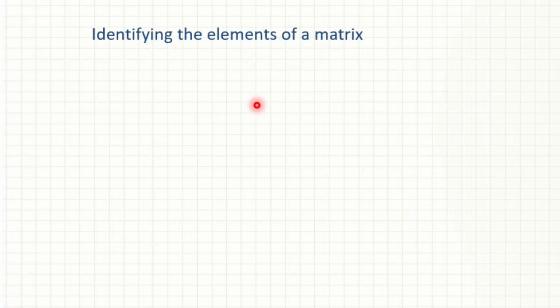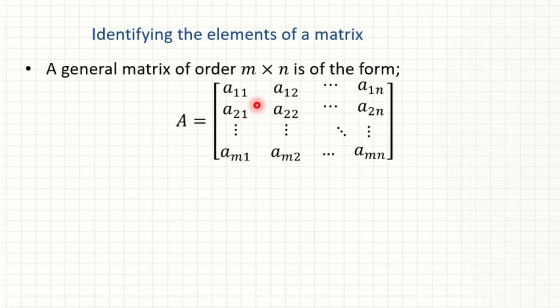Now, let's identify the different elements of a matrix. A general matrix is of this order. This is a matrix of m times n. For the first row, it is A11, A12, up to A1n. n is representing a certain number. It can be any number. So these are the first row.